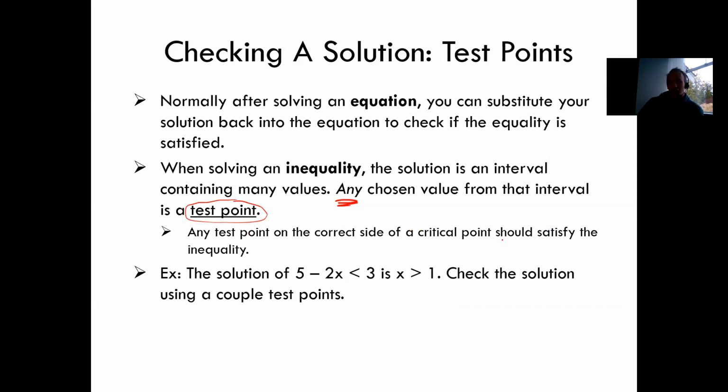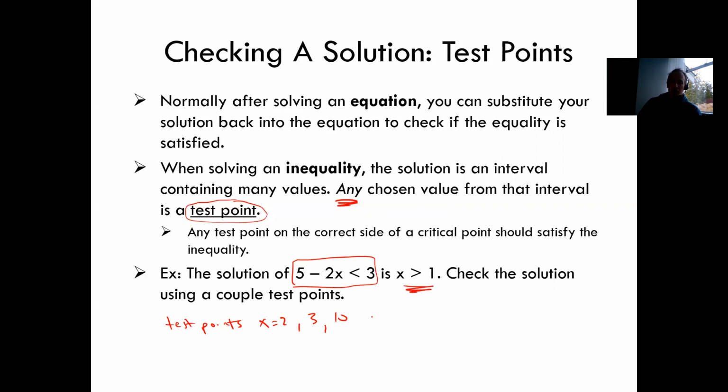If we want to check the solution using a couple of test points, this can sound a little complicated, but it's actually really simple. What are the possible values of x that should satisfy this? Well, according to our answer, x is anything bigger than 1. So pick a number bigger than 1, and if I put it back in here, it should work. That's what we mean by a test point. So what are some test points? Possible test points could be x equals 2, or 3, or 10, or honestly anything bigger than 1.